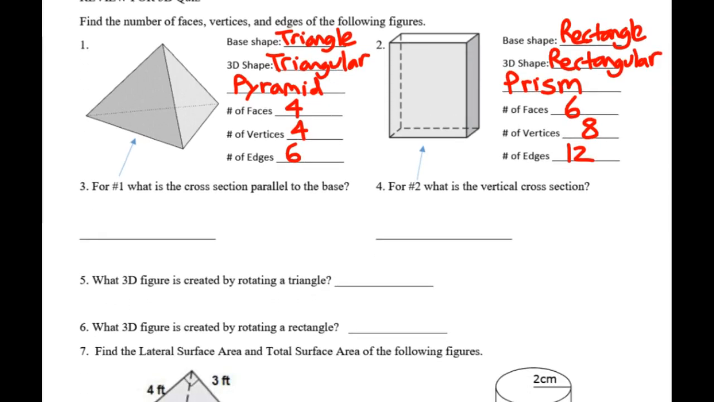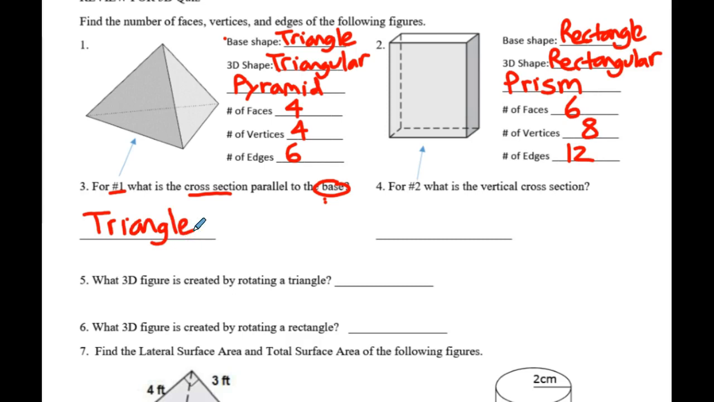Now, let's talk about cross sections. We're going to have a cross section parallel to the base. Remember, if you see parallel to the base, it matches the base. And what's the base of number 1? We're doing number 1. The base is a triangle. So for number 3, it's a triangle when you cut it parallel to the base.